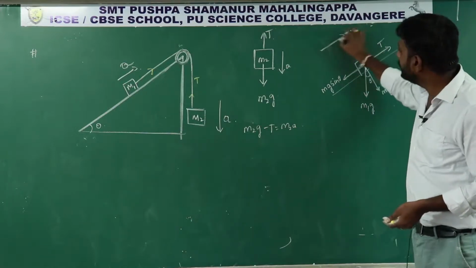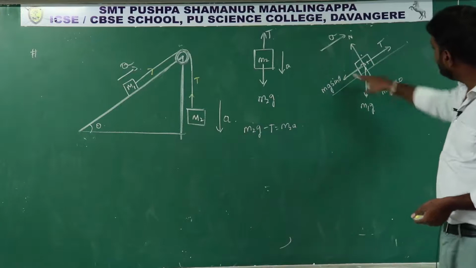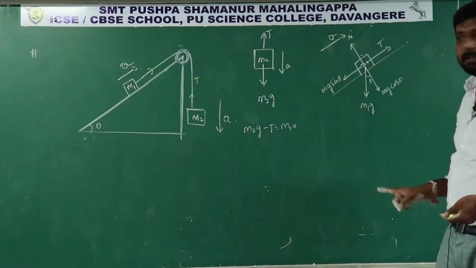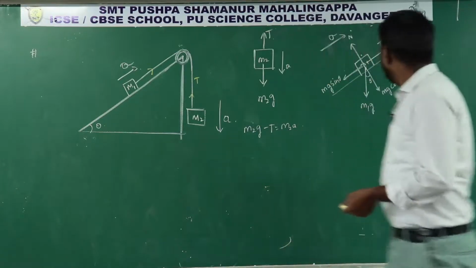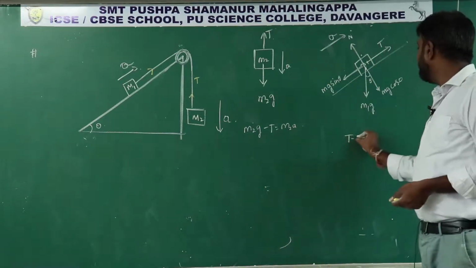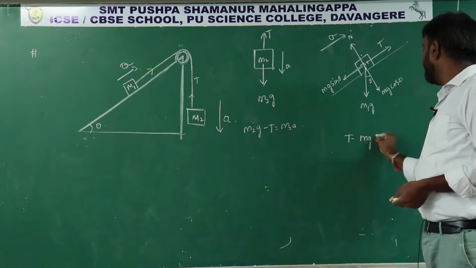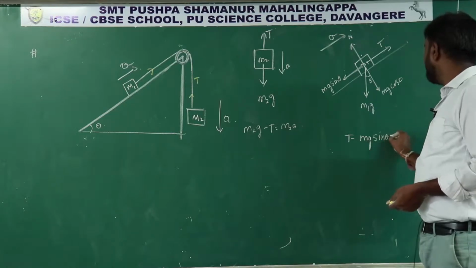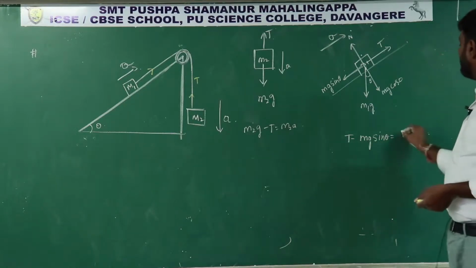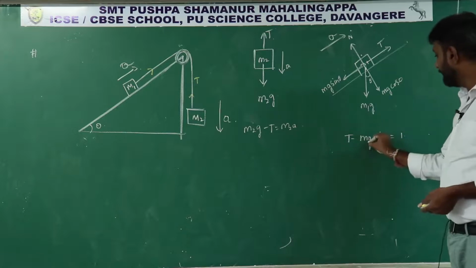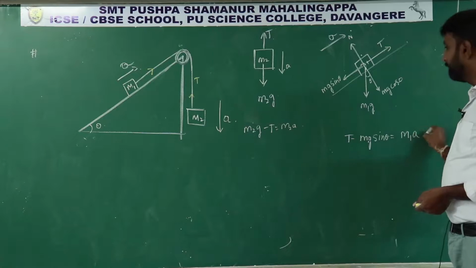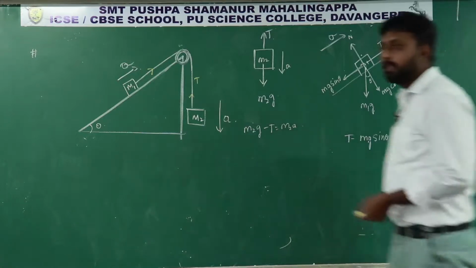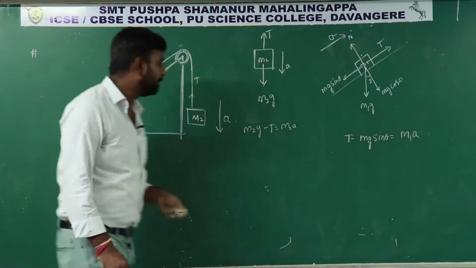But the block is moving in this direction, right? That means these two forces are not balancing. T is greater than m1g sin theta. Then how to write the expression? T minus m1g sin theta should be equal to m1 into a. This is the equation for the second diagram.